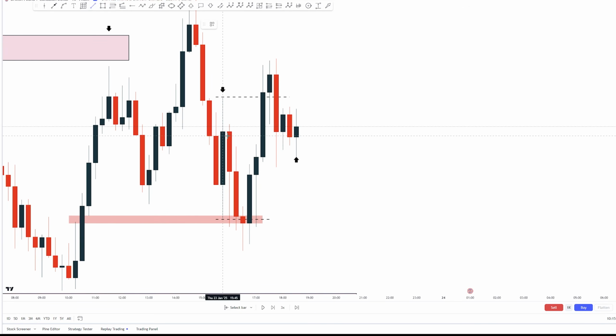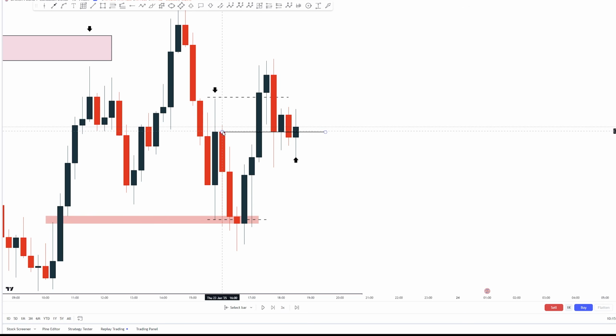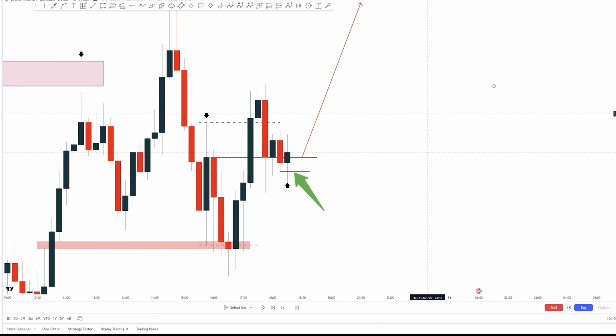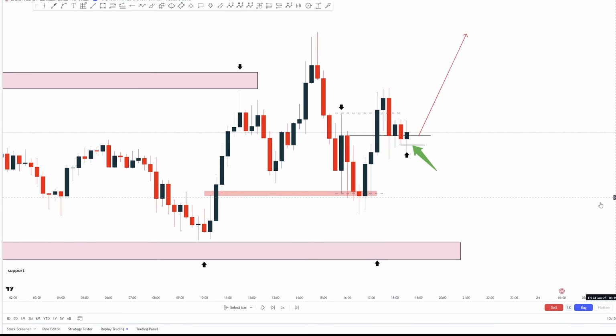And we can also see that price is retesting this level here, this bearish candlestick here. But then after this candlestick, we have another bearish engulfing candlestick. But right now, we can see that we have a rejection candlestick, which is this one here. So that means we can enter the market around this area for price to move to the upside, even though we have the fair value gap.